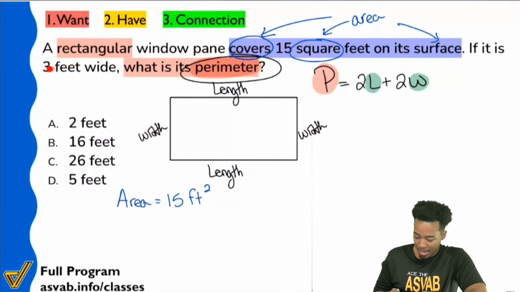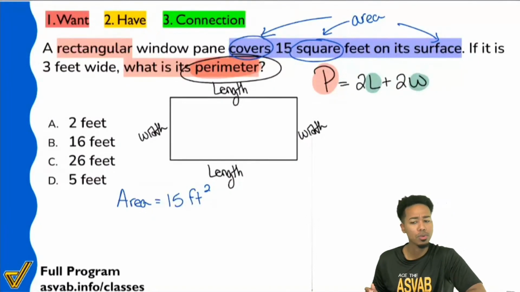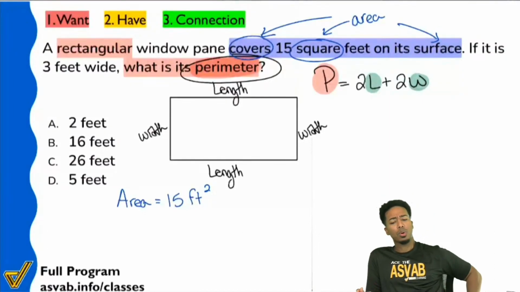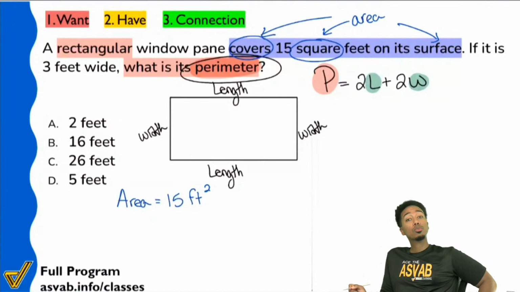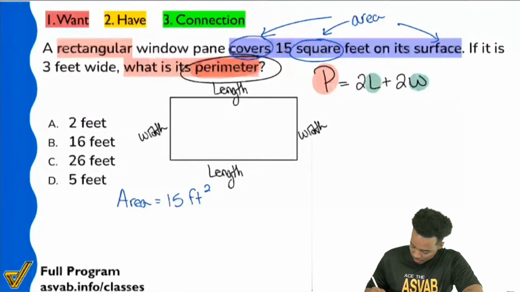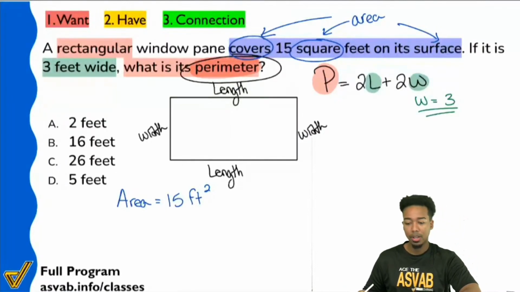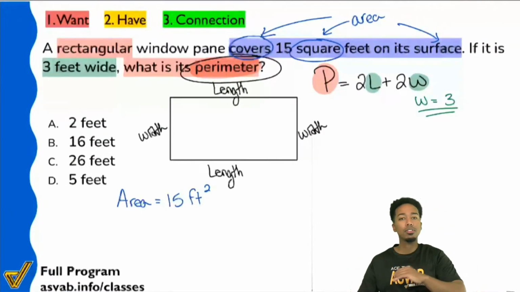It says, if it is 3 feet wide, everybody, what's that going to be? 3 feet wide, what can we attribute that to? Right. We can attribute that to the width. And so that's what we'll do. So let's highlight that right here. 3 feet wide. Perfect. So my width equals 3.